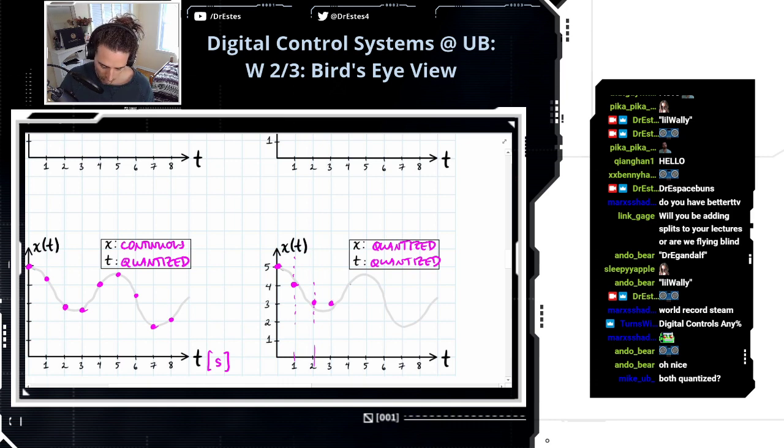Same right here. This is close to 4. This is probably closer to 4. Maybe this goes to 4, I'm not sure. Or no, that looks like it's close to 3. Both quantized, yes.